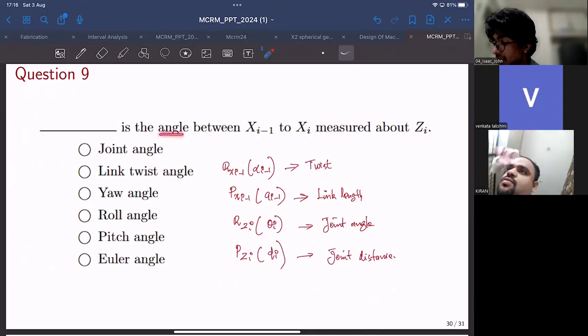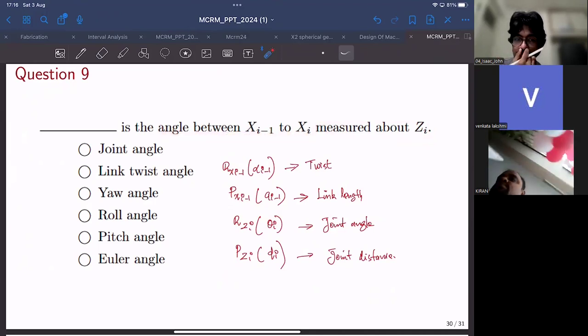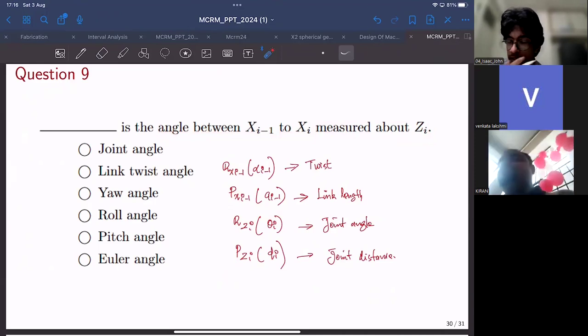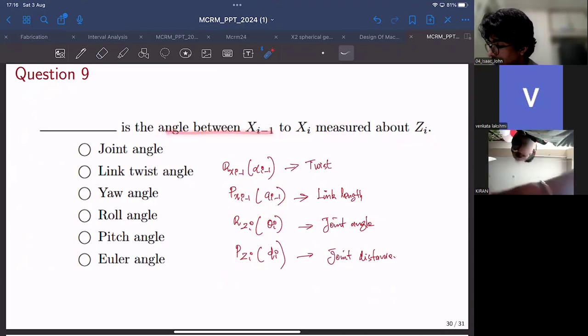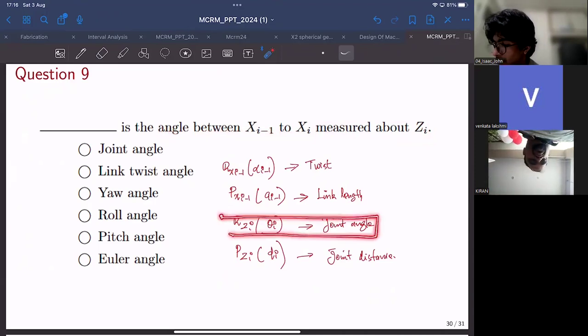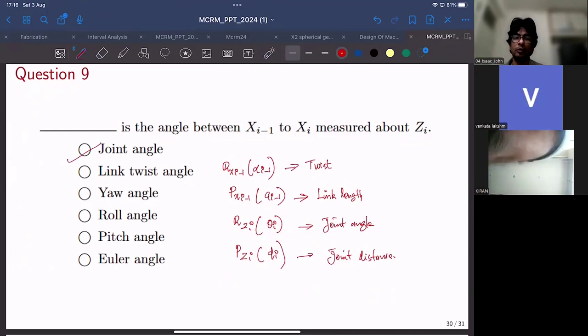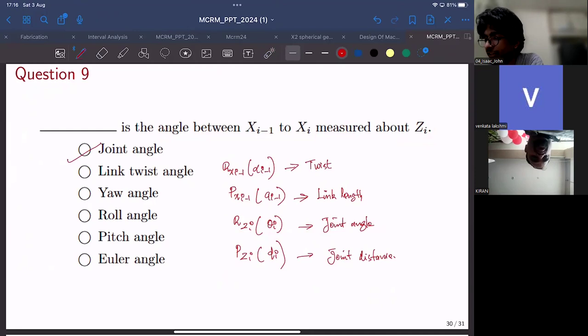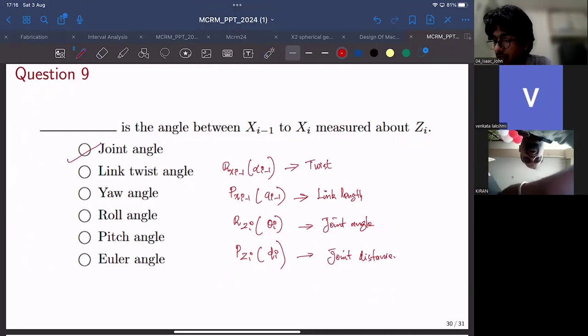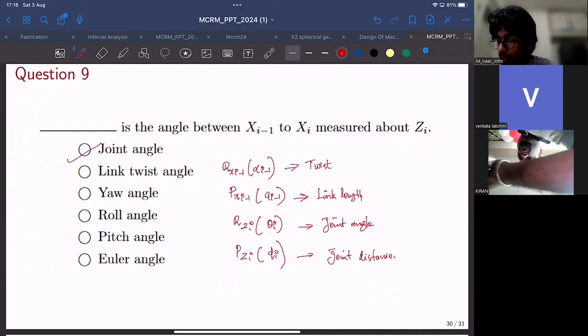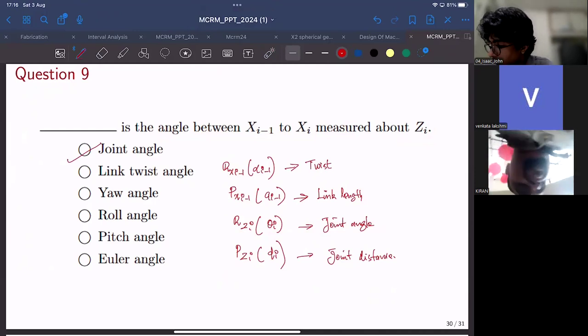And it also says it's an angle between xi minus 1 and xi, right? Then joint angle. So this is nothing but the definition of joint angle. There is no other way to correctly learn about this apart from learning the definition and applying these definitions to DH parameters.